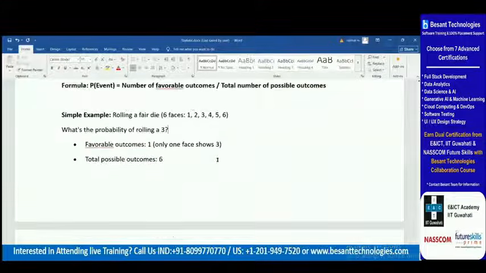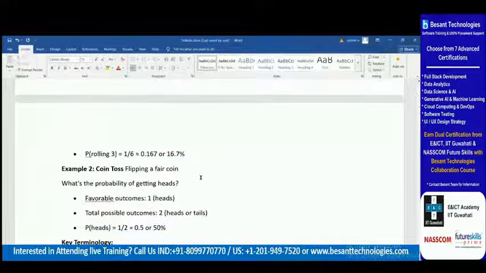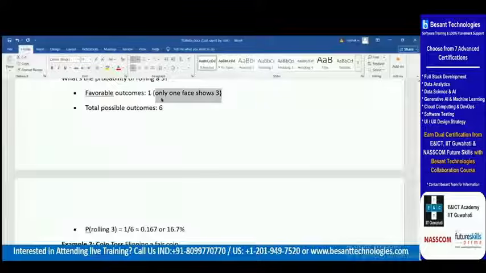So the probability will be about 0.167. This is the chance of rolling a 3.